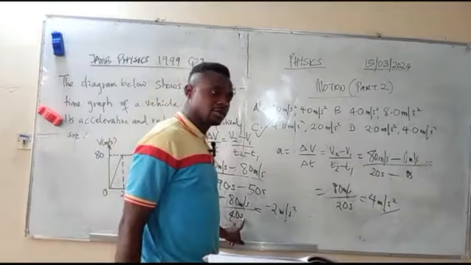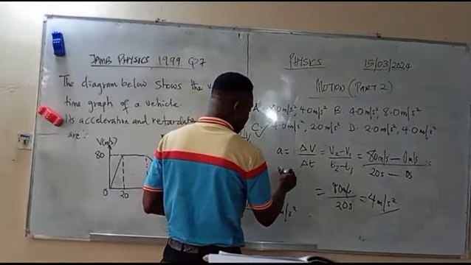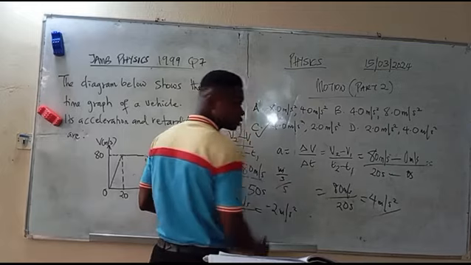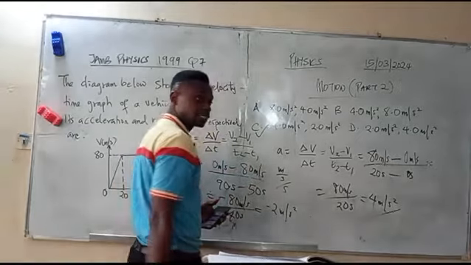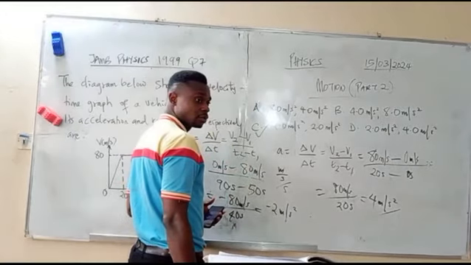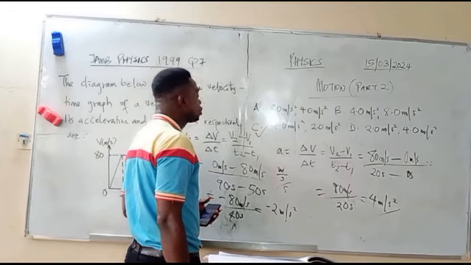You can't cancel now. Remember, this is like meter over seconds over seconds. You can't cancel. This one comes up, law of indices. You can't cancel it out.